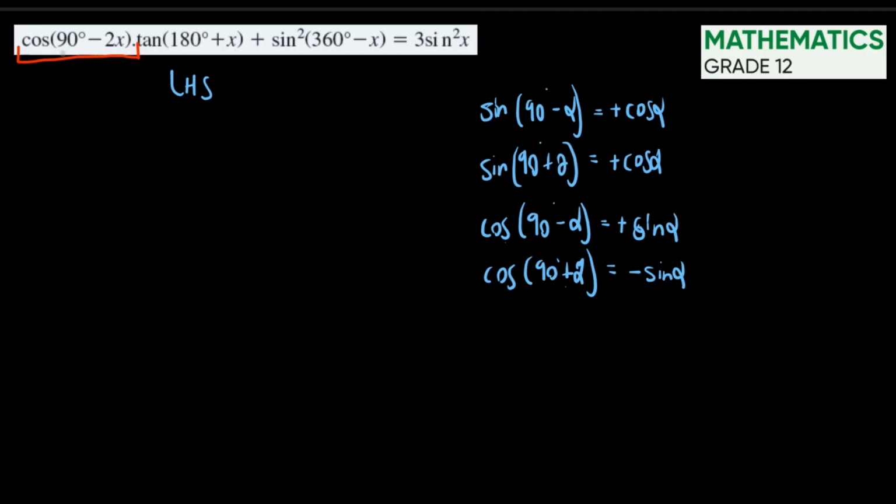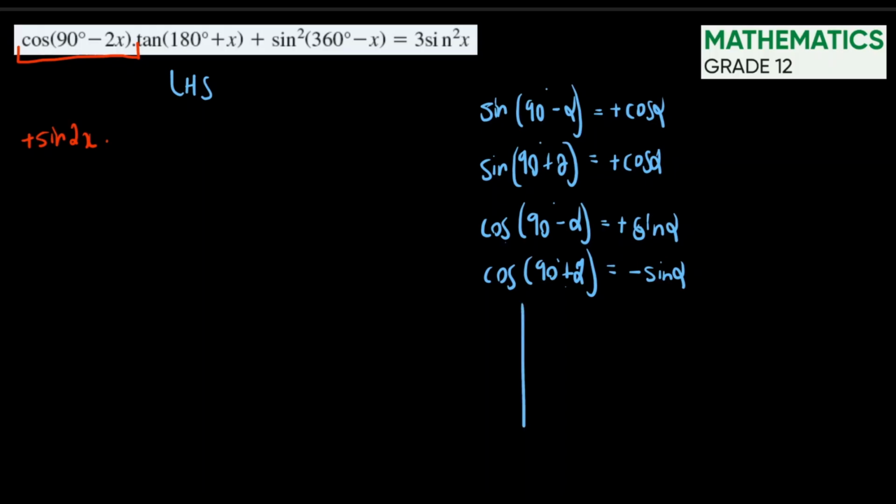In this instance, we have cos(90° minus x). 90 minus is the first quadrant. Cos in the first quadrant is positive. So instead of writing cos, since the co-ratio is on the right, we write sine x. And next, we come to tan(180° plus x).